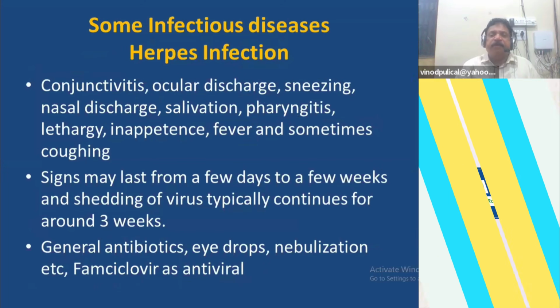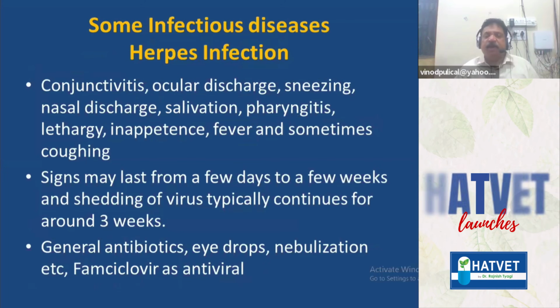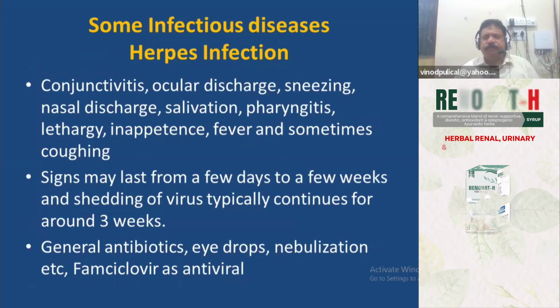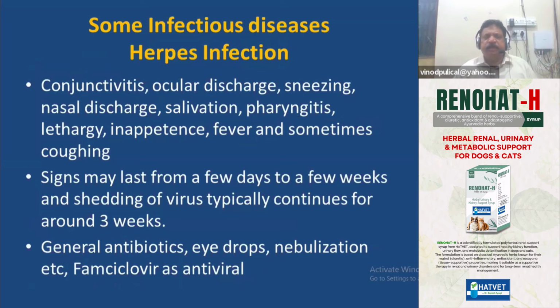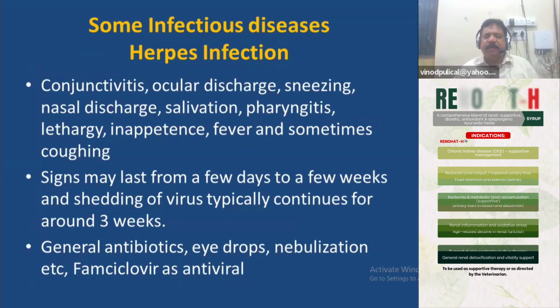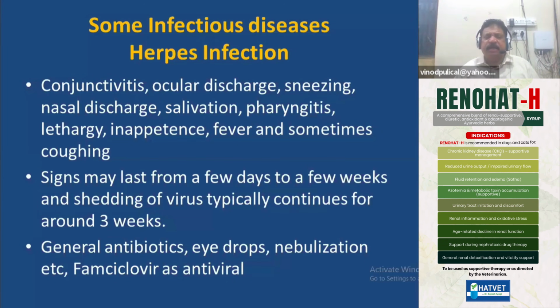Some other infectious diseases such as herpes, which is very common, especially in small kittens or feeding kittens. There will be conjunctivitis, ocular discharges, sneezing, nasal discharge, highly contagious, salivation, pharyngitis, lethargy, inappetence, fever, and sometimes cough.